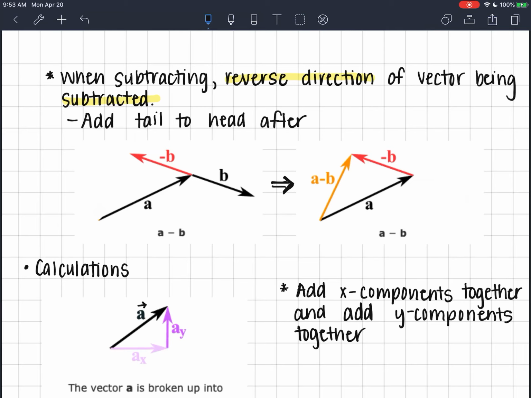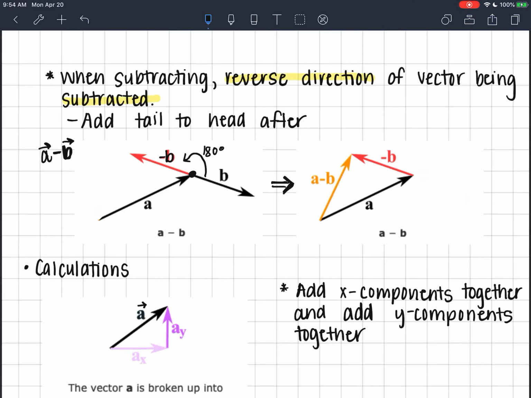Let's say we were trying to do vector A minus vector B. Since vector B is the one being subtracted, we would have to reverse the direction of vector B. Here's what that looks like. That literally means we're taking vector B and inverting it 180 degrees. Its magnitude is still the same, but by inverting it 180 degrees, it is now pointing in the exact opposite direction that it was before. So we call this vector negative B. And negative B is what's here in my problem.